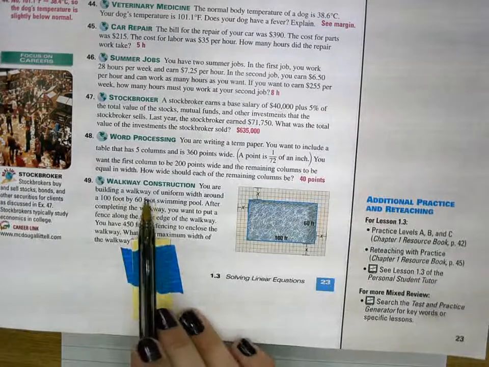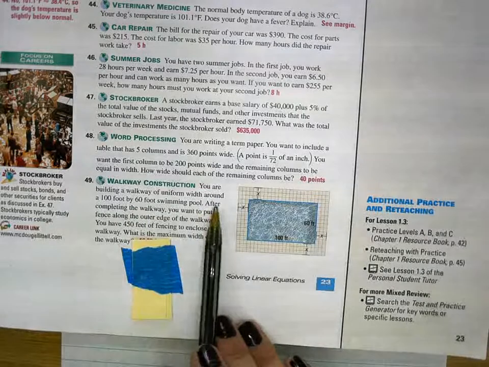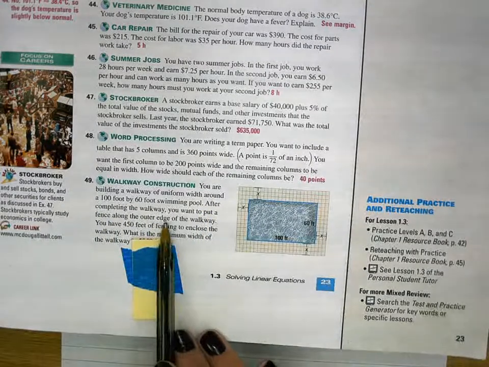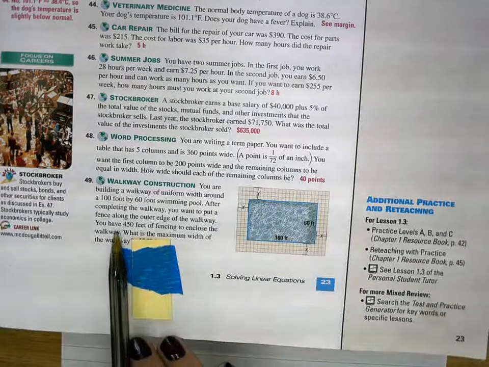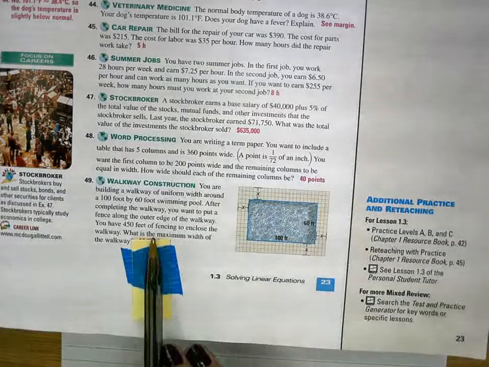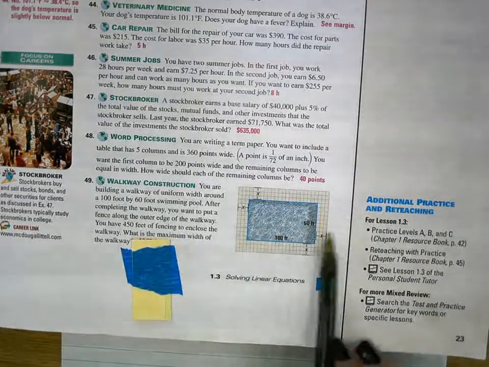Walkway construction. You are building a walkway of uniform width around a 100 by 60 foot swimming pool. After completing the walkway, you want to put up a fence along the outer edge of the walkway. You have 400 feet of fencing to enclose the walkway. What is the maximum width of the walkway? And here we have a little picture here.